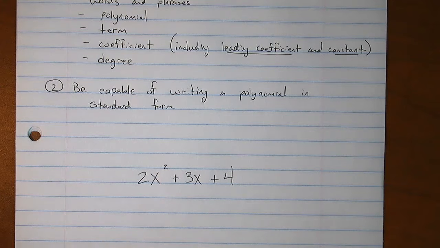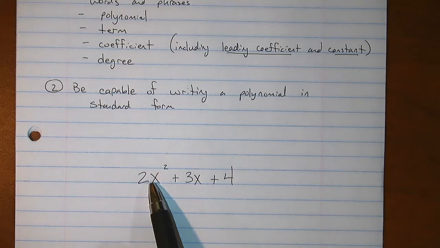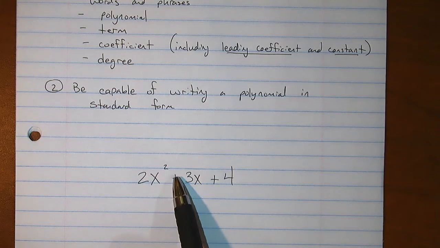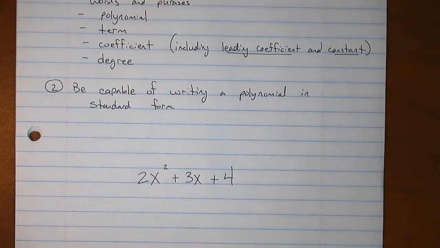What makes it a polynomial is that I have x's that are either multiplied, raised to a power, or added. They can also be subtracted. That's okay too. But that's it. None of my x's are inside of fractions. None of my x's have radicals or square roots, or some of the other things that we'll learn later, things like logarithms and what have you.